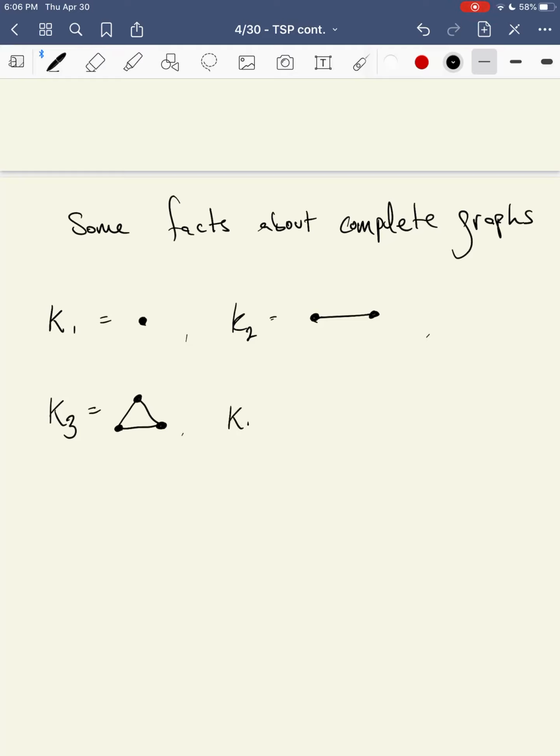Next we're going to have K4, which we just saw. So that's 1, 2, 3, 4 vertices. And if you don't like the crossing lines, we can draw K4. Remember, K4 is planar. So we'll do a little isomorphic symbol, and we can also draw it like this.